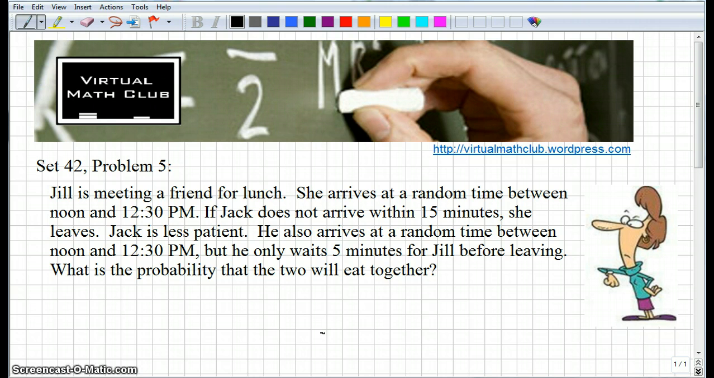Jack is less patient. He also arrives at a random time between noon and 12:30, but he only waits 5 minutes for Jill before leaving. What is the probability that the two will eat together?